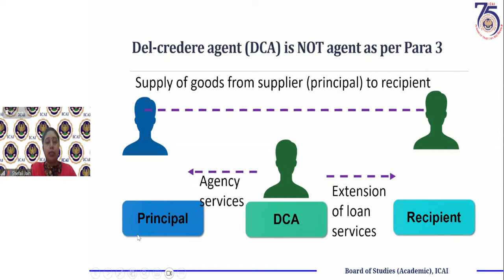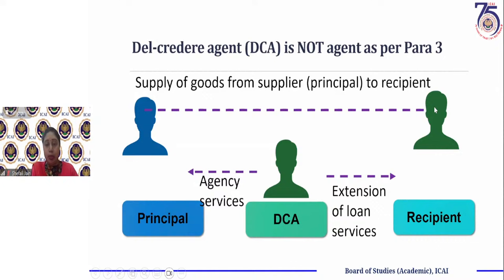Goods supplied by principal to Del Credit agent will not be a supply because he is not an agent as per para 3. This extension of loan service will become a separate service because Del Credit agent is actually not providing any goods to recipient. It is the principal who is supplying goods to recipient.